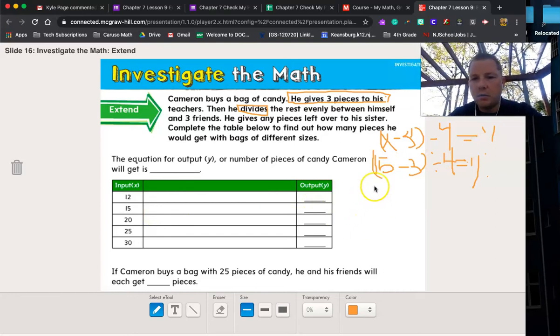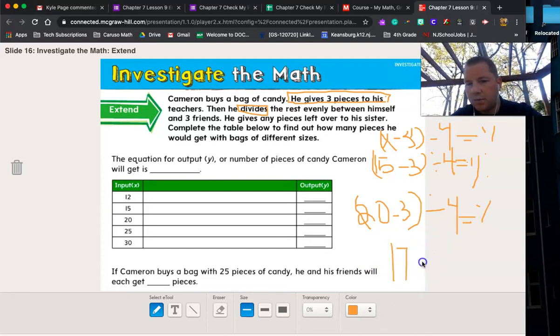Let's look at the next one. If it's 20, we're taking the 20 and putting it where the x is. We're subtracting 3, because that's how much he's giving to his teacher. Putting that in our parentheses, we're dividing it by 4. And that gives us our y. So what's 20 minus 3? 17, right? 17 divided by 4 equals our y.